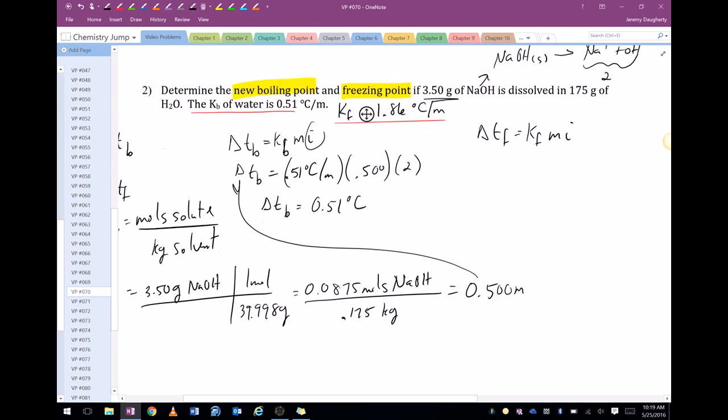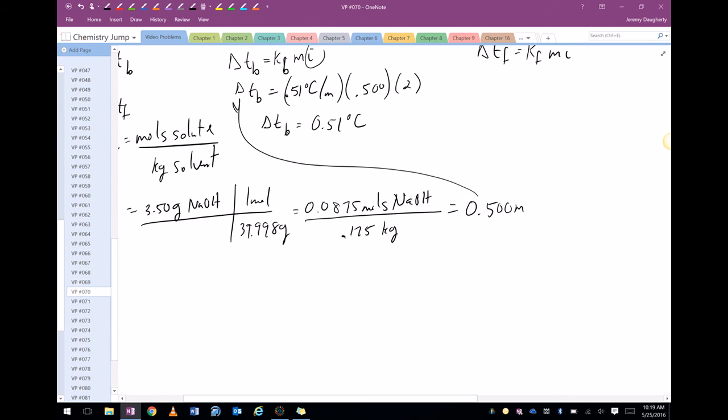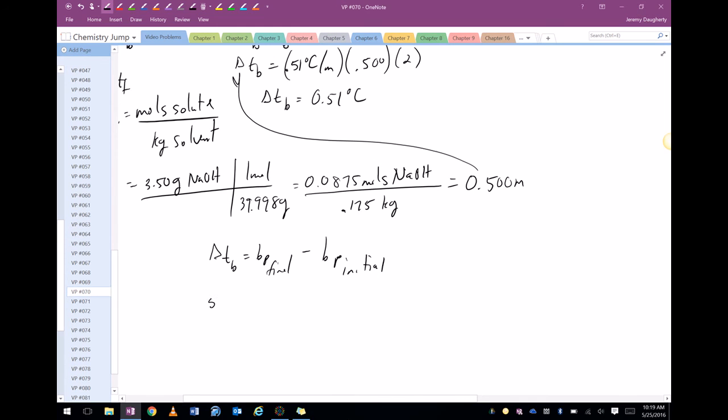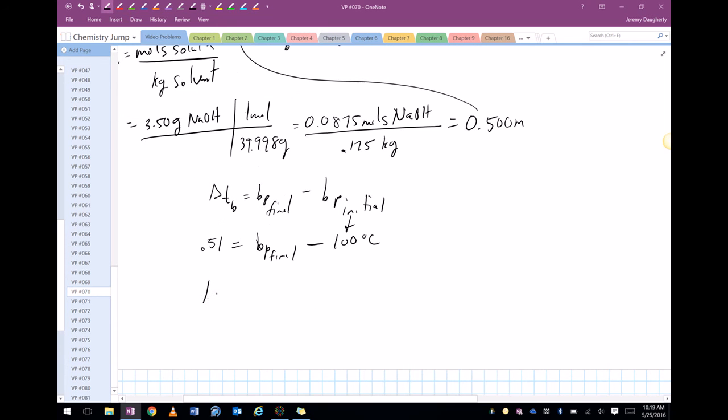Okay, so what I can do here is now I can take my delta TB. And delta TB is always the boiling point final minus the boiling point initial. Right? So the delta TB, which is 0.51, is equal to the boiling point final, which is what we're looking for, minus 100, because that's the initial boiling point of water. So I'm going to add 100 to both sides, so I end up with 100.51 degrees Celsius. So there's the new boiling point.